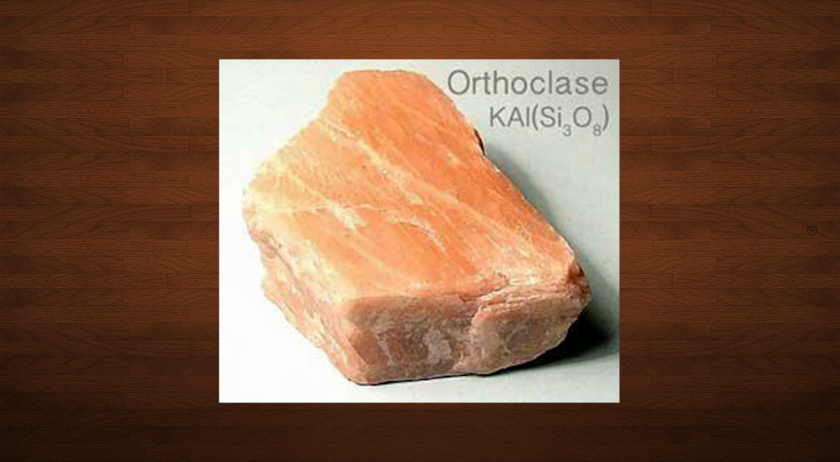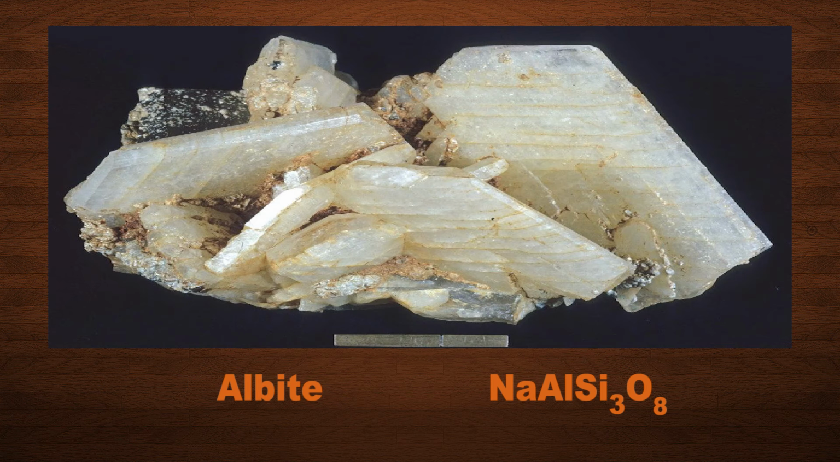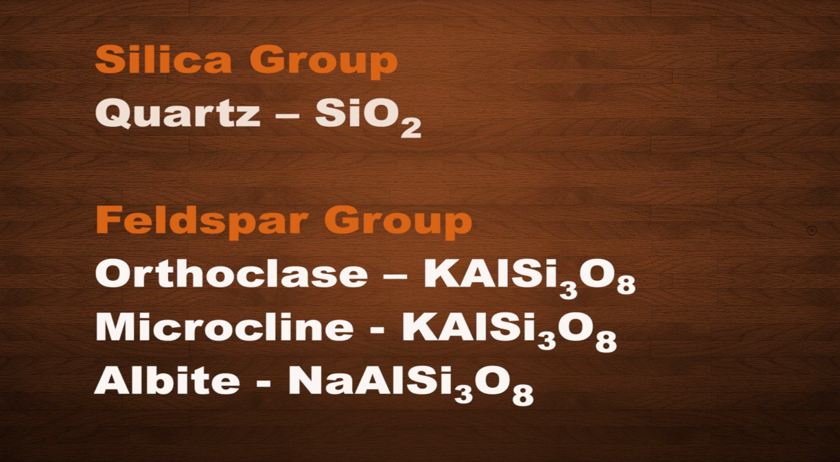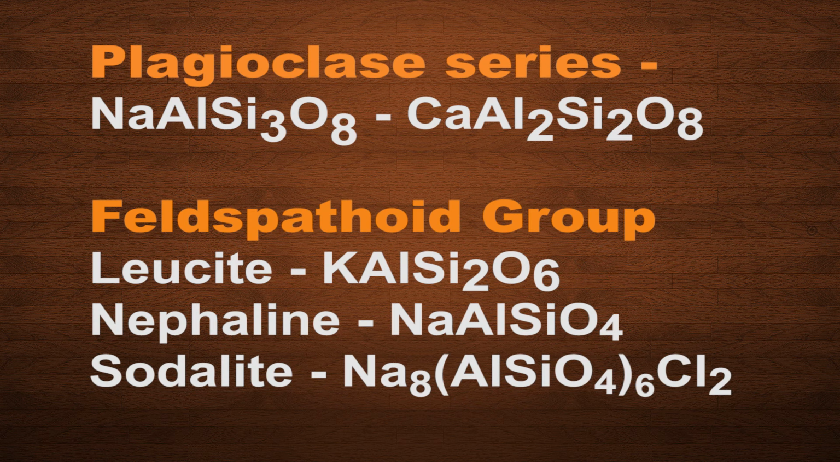For example, orthoclase KAlSi3O8, albite NaAlSi3O8, nepheline NaAlSiO4, etc. Silica group: quartz SiO2. Feldspar group: orthoclase KAlSi3O8, microcline KAlSi3O8, albite NaAlSi3O8, plagioclase series NaAlSi3O8 to CaAl2Si2O8.